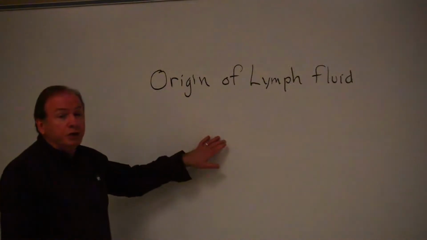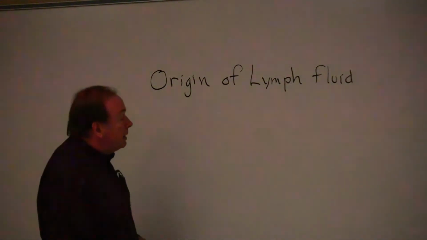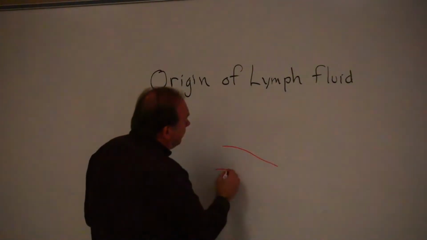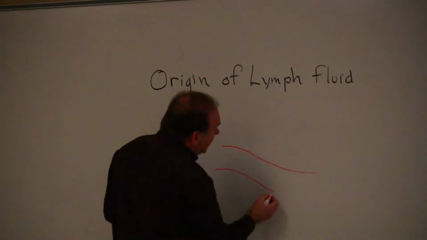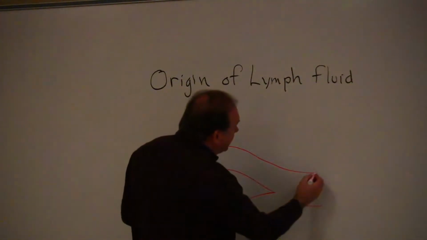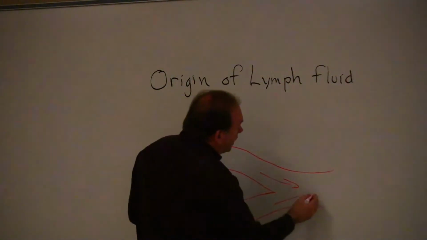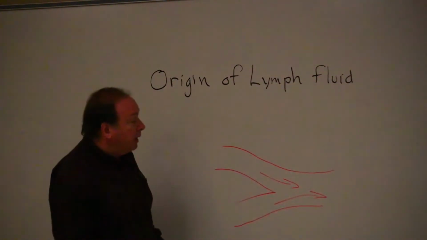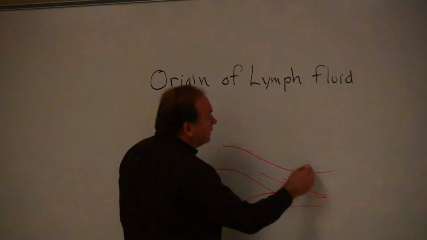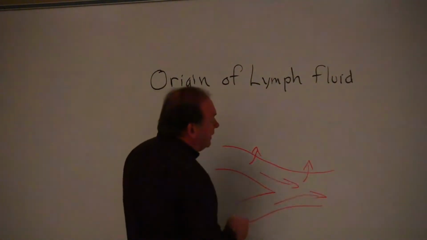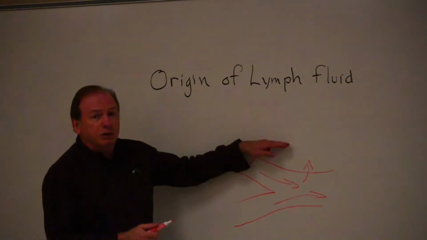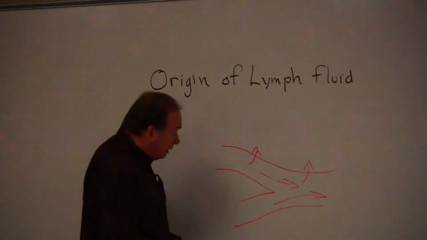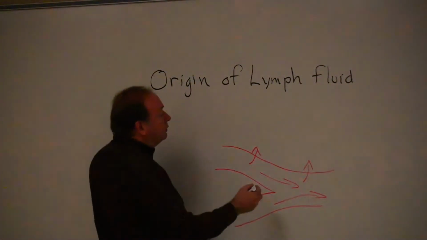Now, regarding the origin of lymph fluid, the interstitial fluids have their origin in blood vessels. If this is a capillary here, and that capillary might join together with another capillary, and the blood is moving through this way, the blood fluids here, the plasma component of the blood, some of that fluid will move through the vessel walls, through the capillaries, through the venule walls, and enter the tissues that surround those capillaries and venules. In that area, it becomes what we know as interstitial fluid.